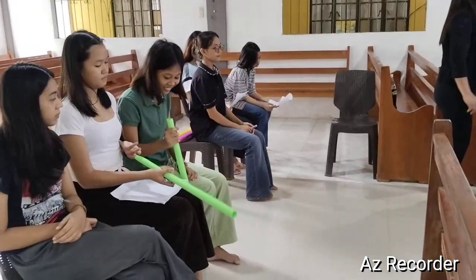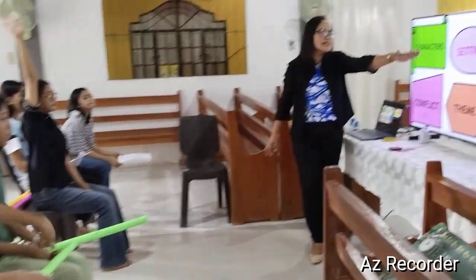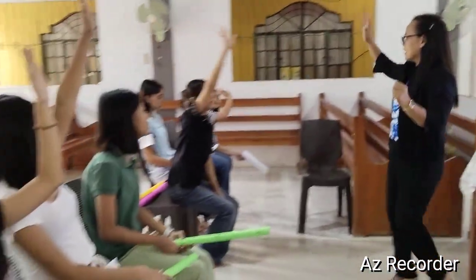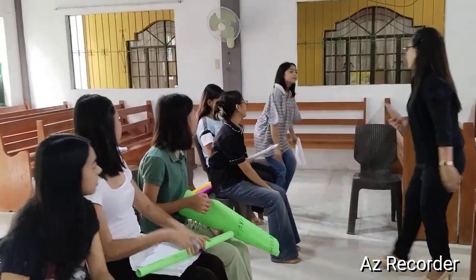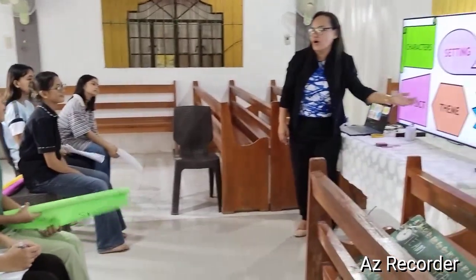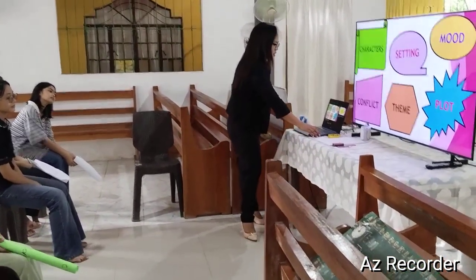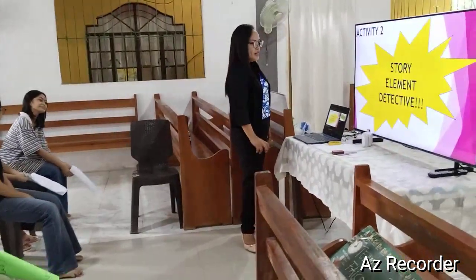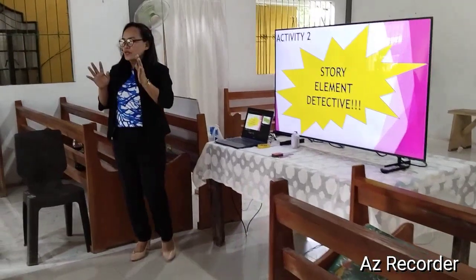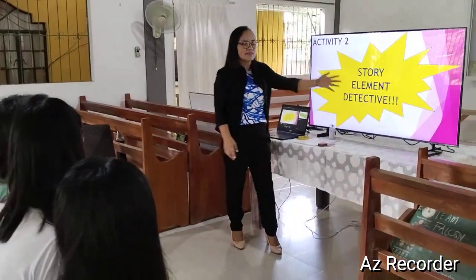So what do you call these words, my dear? Characters, the setting, the mood, plot, theme, and conflict. We call this, yes, Andrea. We call this the elements of a short story. But before that, we are going to move to the next activity, which is the story element detective.